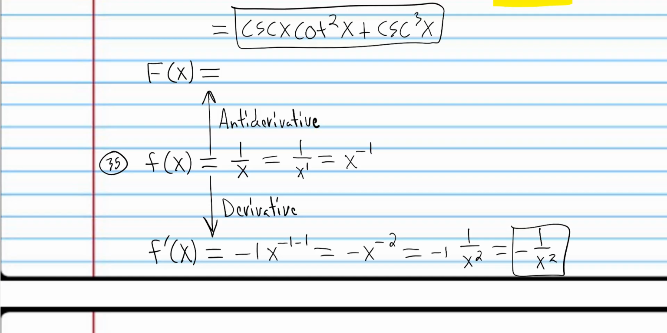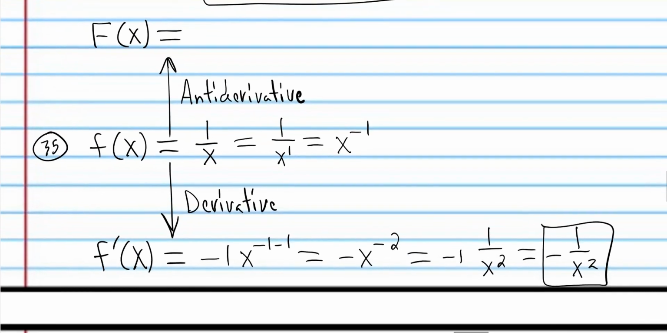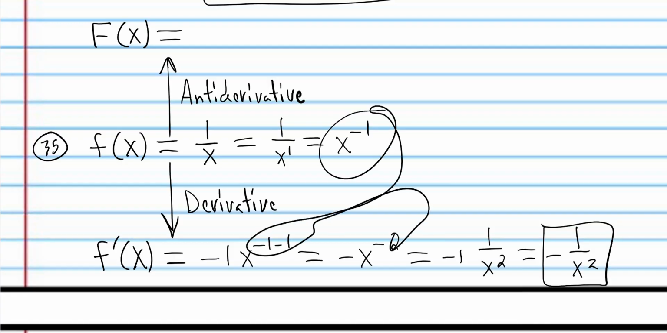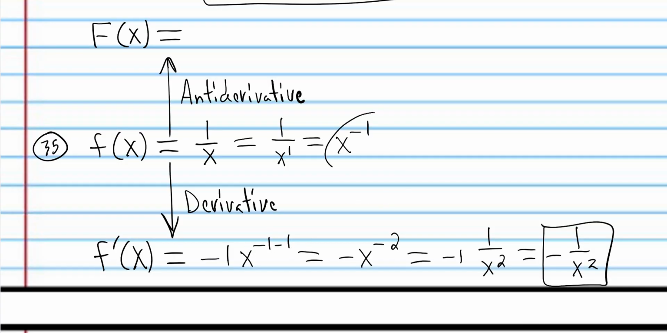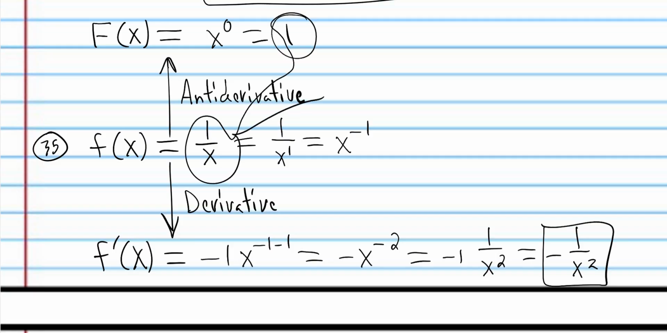Strange things are going to happen. So remember, you subtract 1 from the exponent to find the derivative. If we add 1 to this, well, we get x to the 0 power. So x to the 0 power is just 1. So a lot of students would say, well, okay, what's wrong with that? Well, what's wrong with that is if you find the derivative of 1, you don't get 1 over x, you get 0. So obviously that's not correct. So this is kind of a special situation.